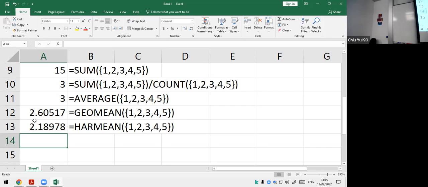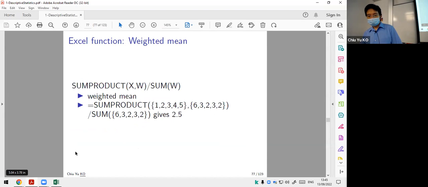Any questions? Is everyone able to get it or not? Okay. If so, let's talk about the next one. This one is what we call the weighted mean. Unfortunately, Excel doesn't have a function for that. You have to do it by yourself.